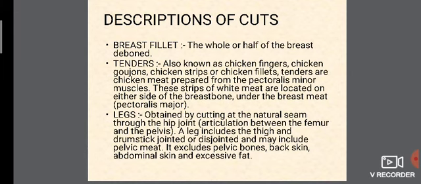Breast fillet. The whole or half of the breast deboned is called breast fillet. Tenders are also known as chicken fingers, chicken goujons, chicken strips, or chicken fillets. They are known by multiple names. Tenders are chicken meat prepared from the pectoralis minor muscles. These strips of white meat are located on either side of the breastbone under the breast meat. Legs are obtained by cutting at the natural seam through the hip joint. A leg includes thigh and drumstick, jointed or disjointed, and may include pelvic meat. It excludes pelvic bones, back skin, abdominal skin, and excessive fat.